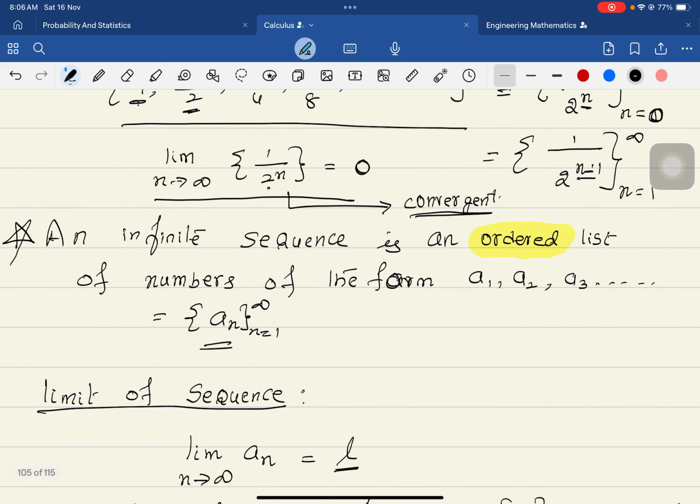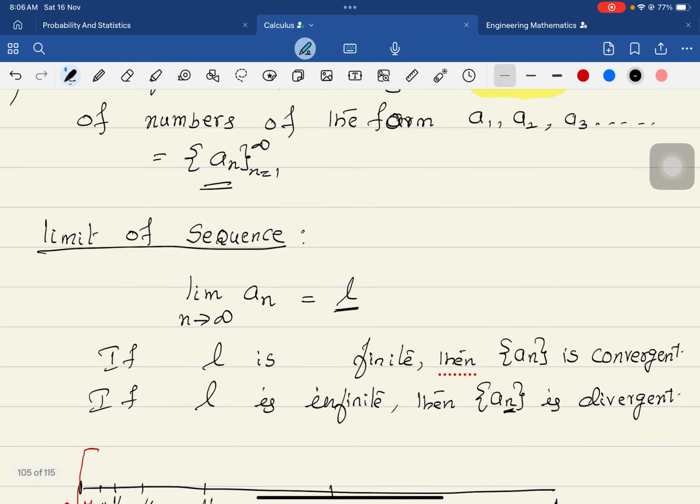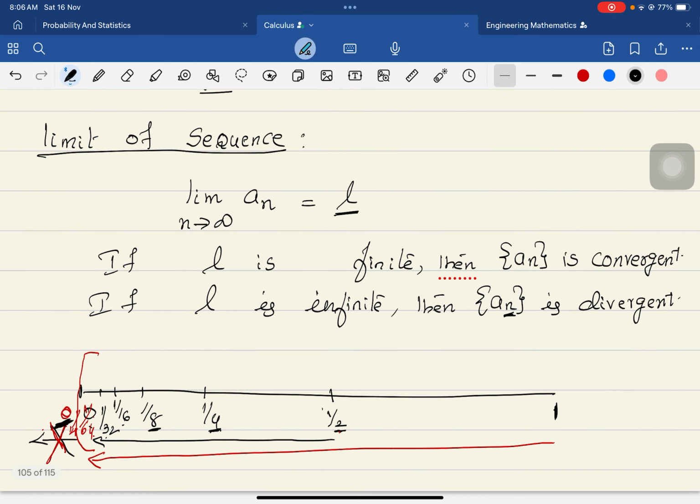So that is about the sequence: what is meant by a sequence and what is meant by the limit of a sequence. In my next class, I am going to explain what is meant by an infinite series and how to find the limit of that infinite series also.